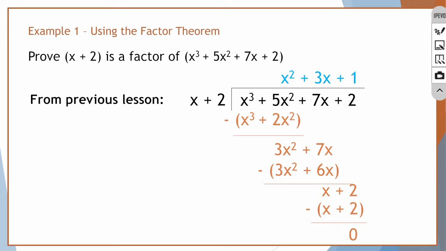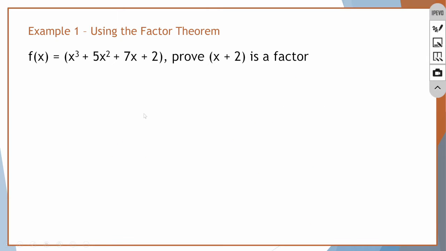So this remainder of 0 tells us that x plus 2 is in fact a true factor of x cubed plus 5x squared plus 7x plus 2. Since it's a factor, that must mean that x equals minus 2 is a real root of this function. So what if we were to do f of minus 2? What if we were to substitute minus 2 into the function? What would we get? Let's do that together now.